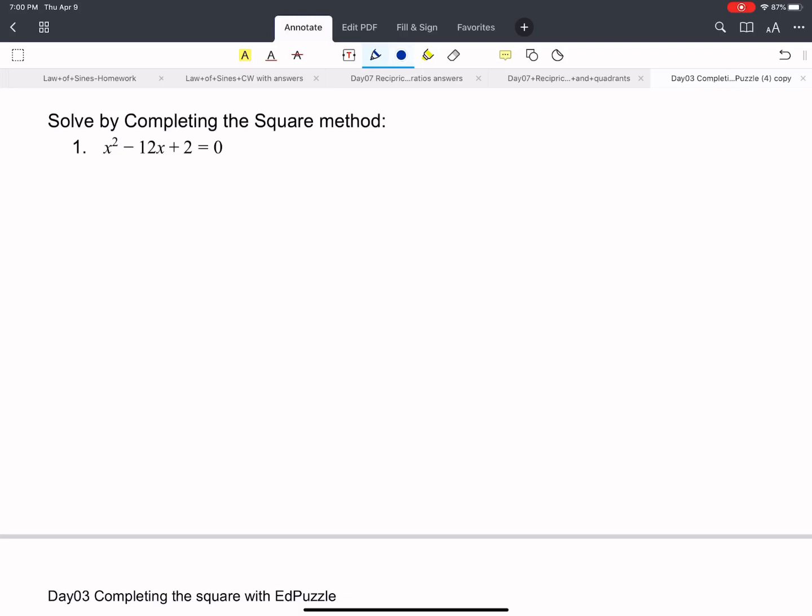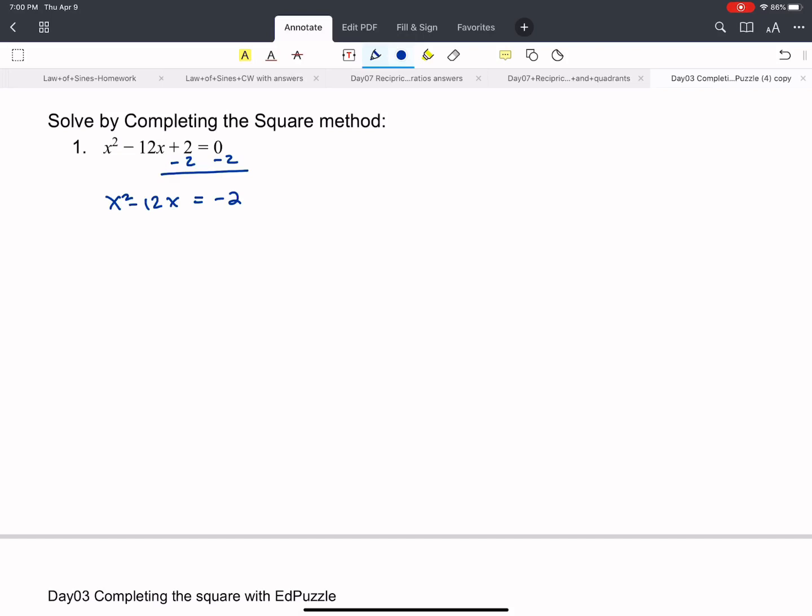So first things first, get it so that the number that's by itself, which is called the constant, is on the other side of the equation. So all you have is x squared and x to contend with. So you subtract the 2 from both sides. So you move that over. So now you have x squared minus 12x equals negative 2.